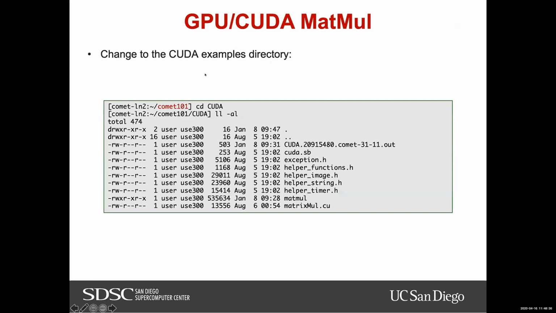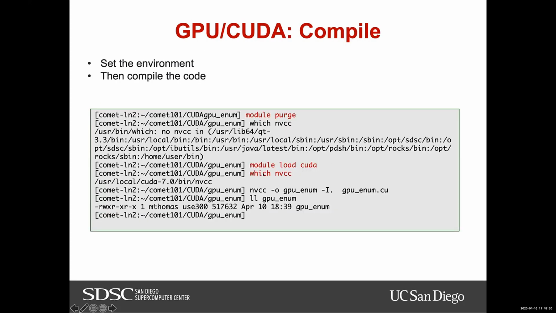So in the CUDA directory, Comet 101 CUDA, most of these belong to the matrix multiply, and I've reorganized the directory. But basically, I've just got a hello world example for you in there. You want to make sure that you've got your NVIDIA, I need to load that CUDA module, or you can't compile. This is the simple command for compiling GPU enum.